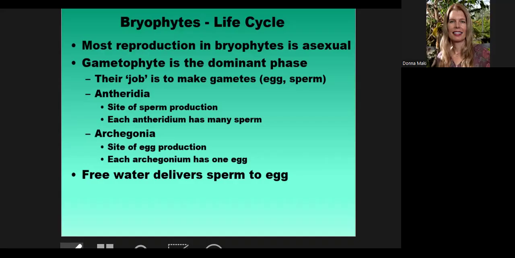We say free water is necessary. So for the motile sperm to find the egg, you have to have free water they can swim in to get from the antheridia to the archegonia, which when you look at it, it's kind of amazing that they can reproduce sexually fairly readily because of this limitation. And if the sperm and egg find each other and you get fusion, then that's fertilization. And then you say that cell is now the zygote. Okay. And then eventually that zygote will develop into the embryo.